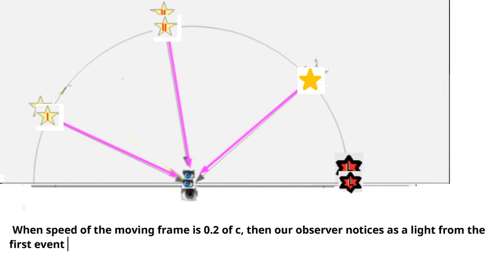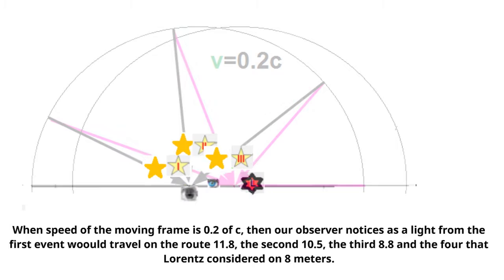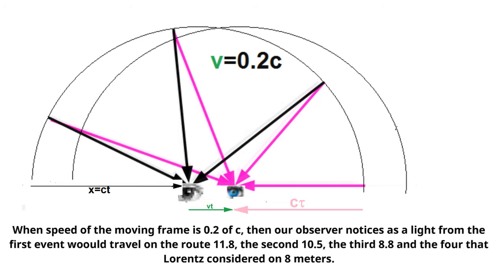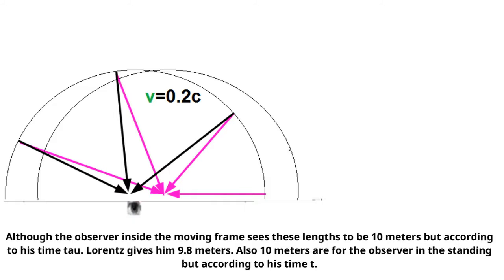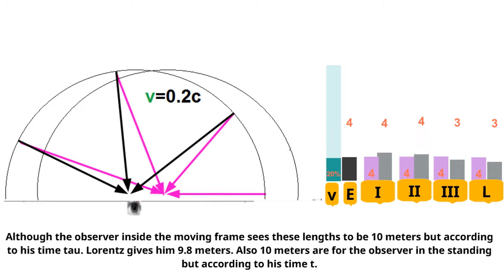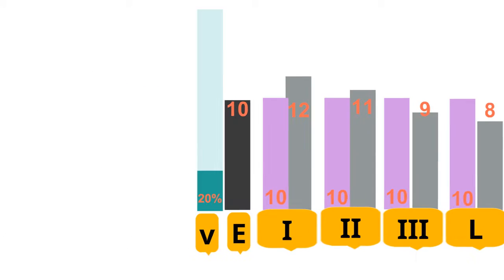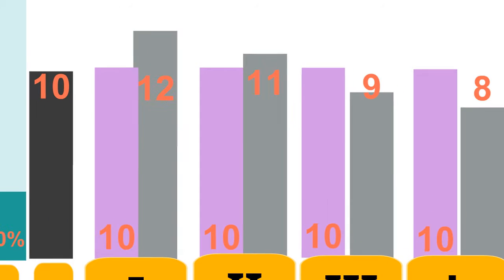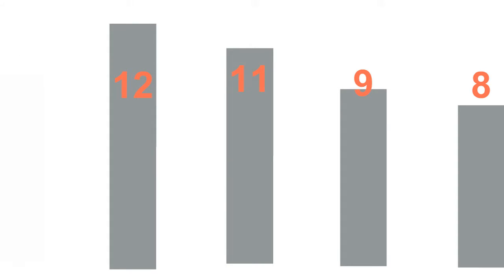When the speed of the moving frame is 0.2 of c, then our observer notices a light from the first event travels on the route 12, the second 10, the third 9 and the fourth, that Lorentz considered, on 8 meters. Although the observer inside the moving frame sees these lengths to be 10 meters, according to his time tau, Lorentz gives him 9.8 meters. Also 10 meters are for the observer in the standing frame, but according to his time t.